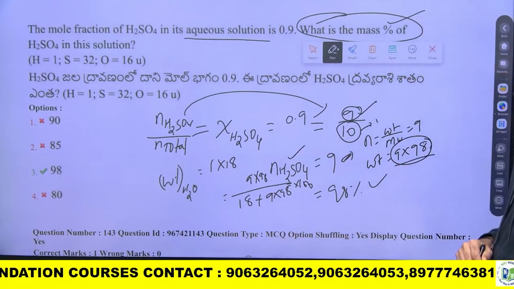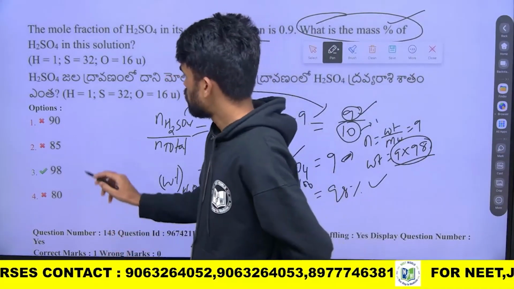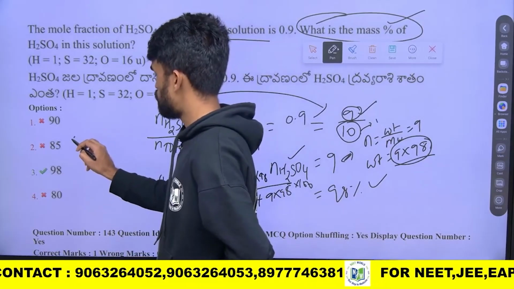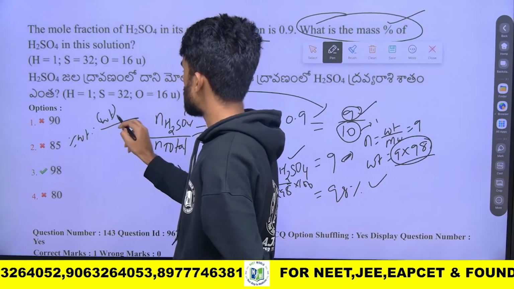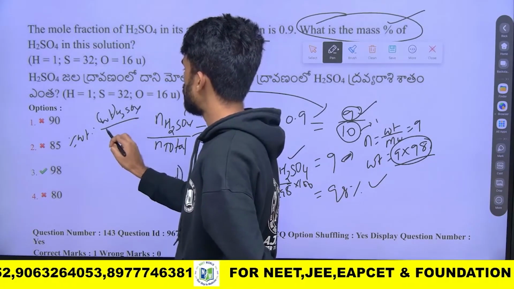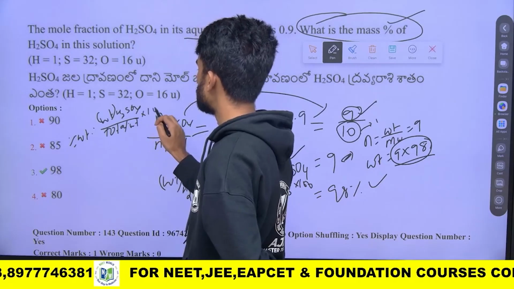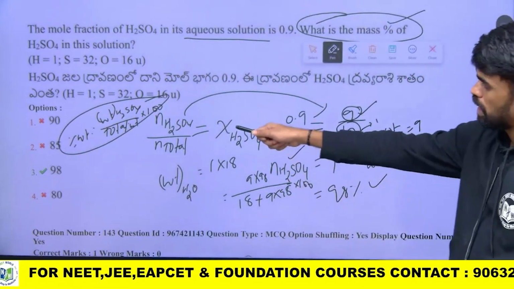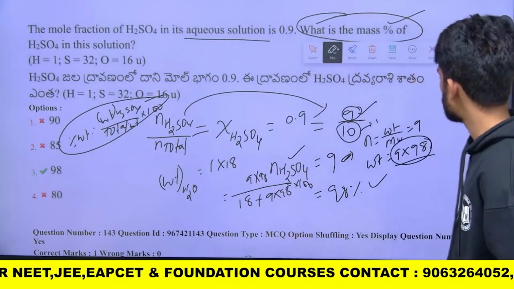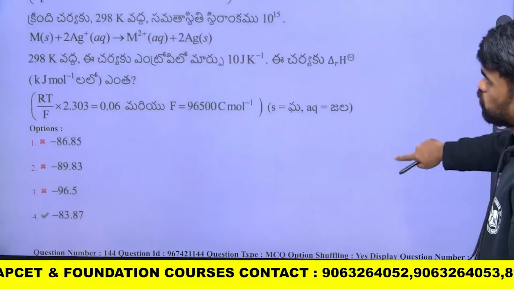This is our answer. So how can we do it? This is a simple formula. If you want to find the percentage weight of sulfuric acid, you just take the weight of sulfuric acid by the total weight of all the components, into 100, that's it. This is the formula I have used here. So we will be getting option number 3 as the answer for this question. Let's move further.